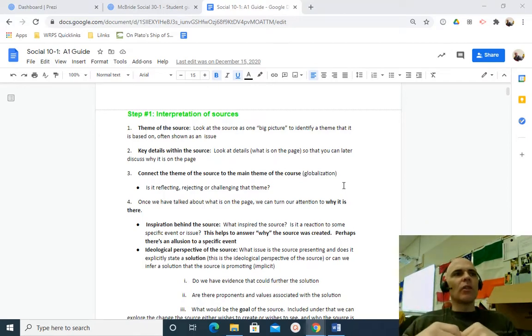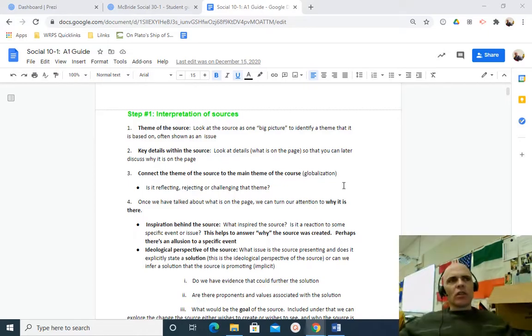In 20, how is the source reflecting or rejecting nationalism? In 10, how is it reflecting or rejecting globalism? What values associated with globalization, or nationalism, or liberalism are being either reflected or rejected here? So that's the first steps of an A1.